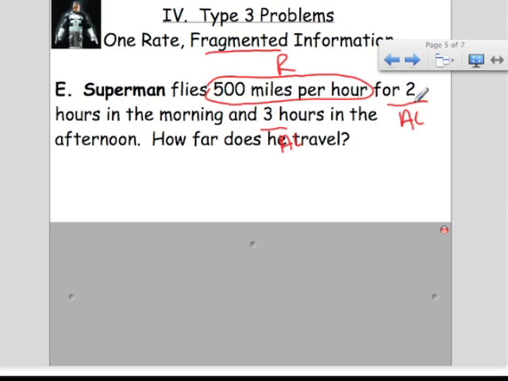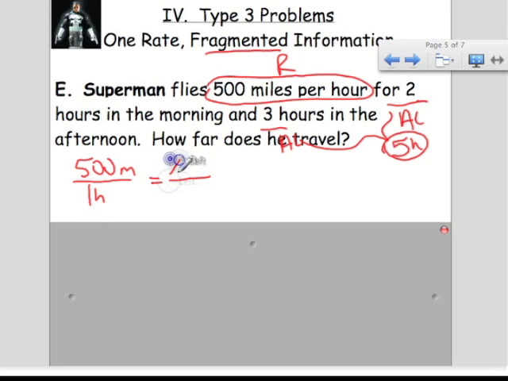So I really want to know, how far does he go after 5 hours? Because that's how many hours he flew in total. So then I write, again, just one proportion since there's one rate of 500 miles per 1 hour. I want to know how many miles will he go in 5 hours, because in total he flew 5 hours.